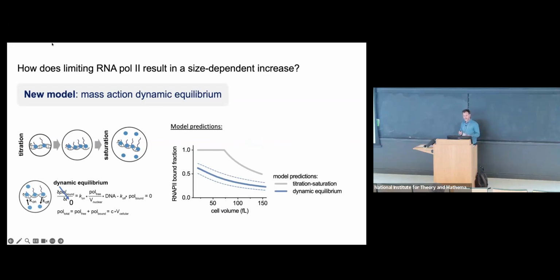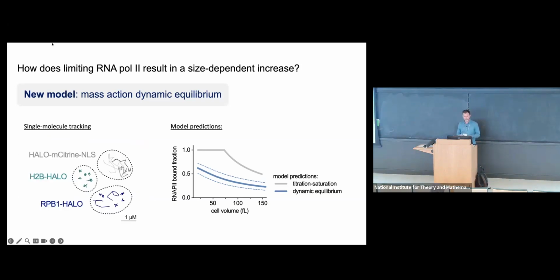But the model makes very different predictions in terms of the fraction of the RNA polymerase II which is bound for any particular cell volume, right? The titration saturation model is fully bound until you saturate, and then it goes down. Whereas the dynamic equilibrium model is always sloping downward as less and less of the fraction of RNA polymerase II is bound.